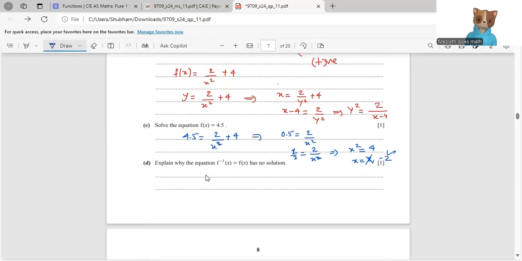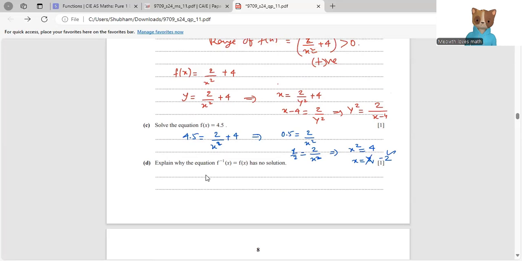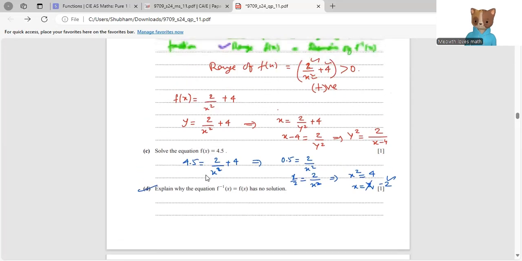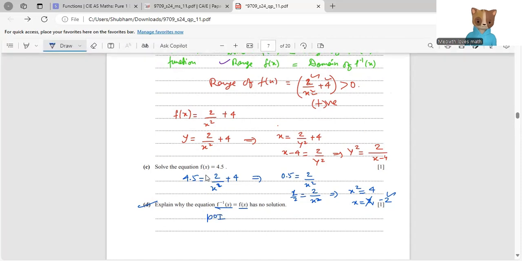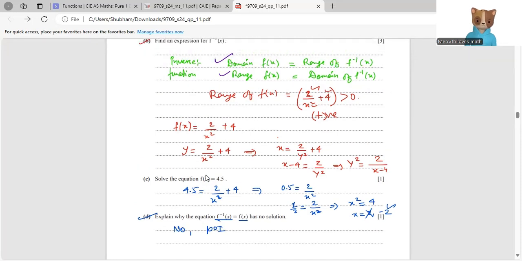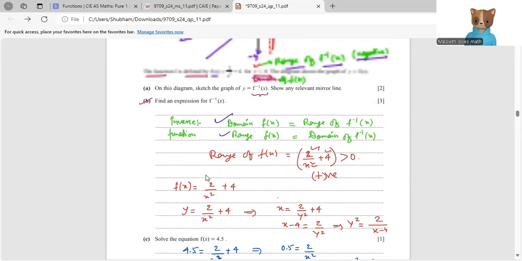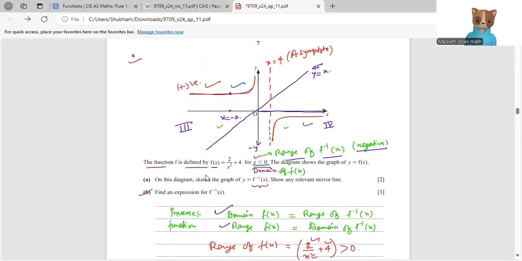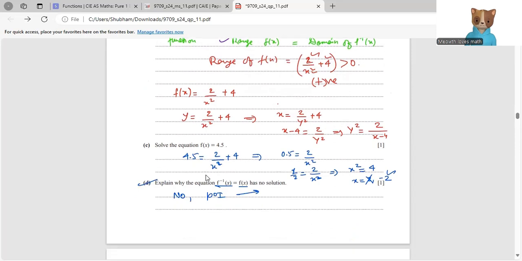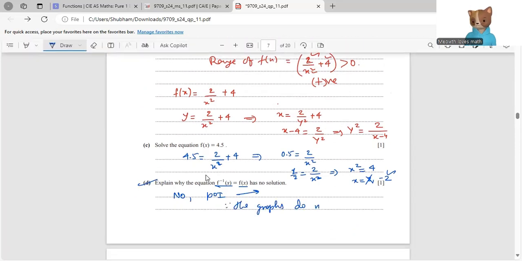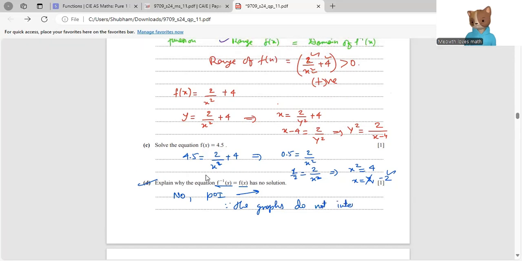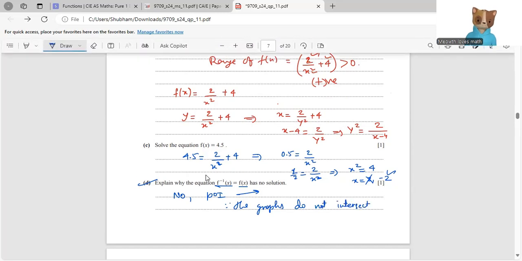Now, explain why the function f inverse of x is equal to f of x has no solution. Coming on to the fourth bit. Let's try to understand this. What do you mean by f inverse x is equal to f of x? This simply means point of intersection. If there is no point of intersection, that means there is no solution. That is one way to check the graph. Are these graphs intersecting? No. So one reason you can write is since the graphs do not intersect, therefore there is no solution.